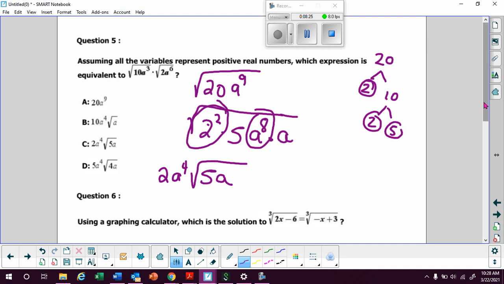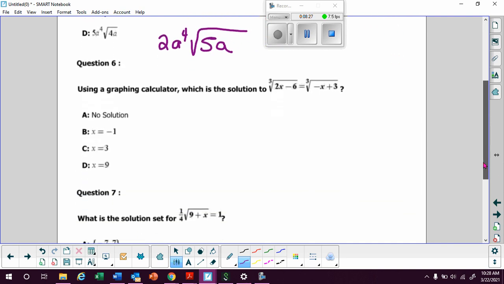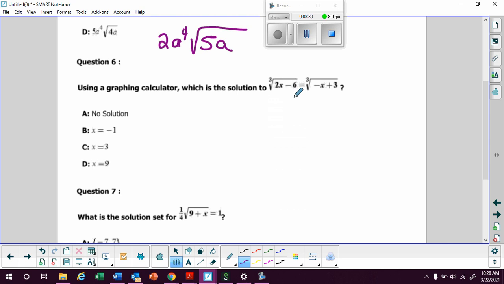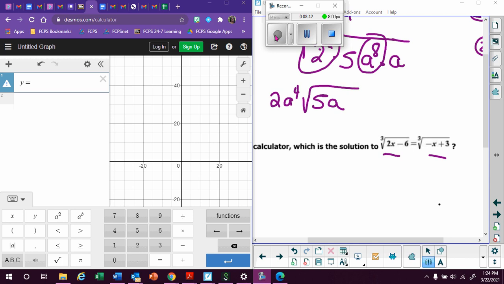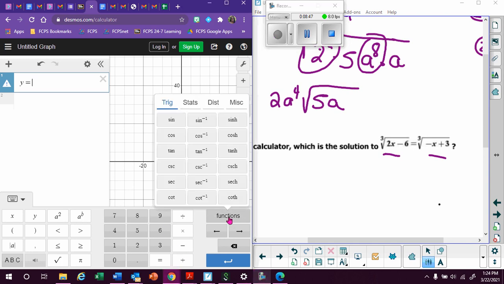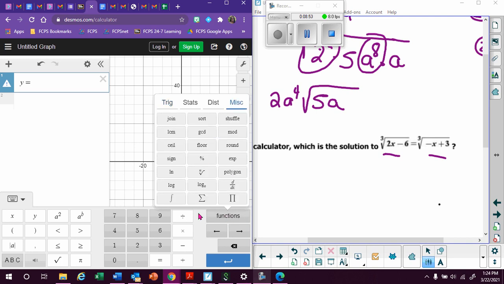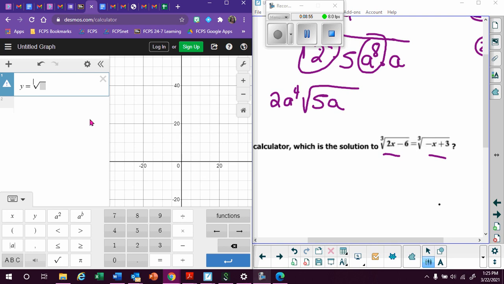Okay, number 6, are they equal? Using the graphing calculator, what is the solution? Put both of them inside: y equals this, y equals this, in decimal. So I'll show you how we can do it. All right, so I'm going to do the cube root of 2x minus 6. For those of you who still struggle to put it in, you just click function, and if you go to the miscellaneous, you can find the radicals that let you make it into any roots. So this one is 2x minus 6.